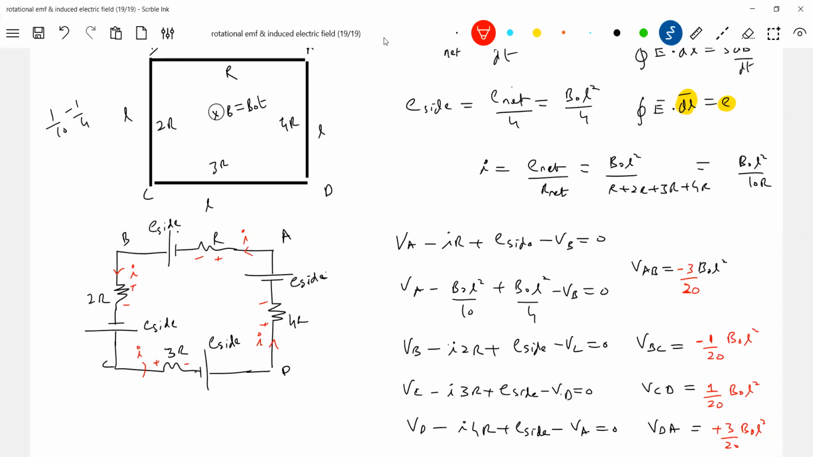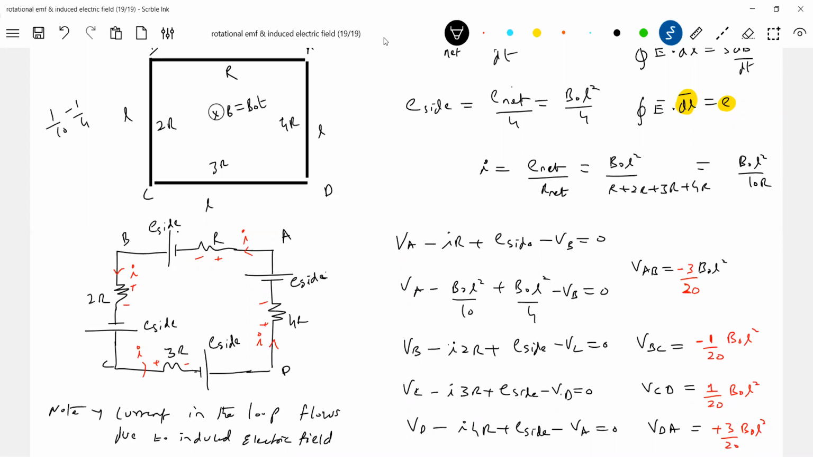See, VA is less than VB, but still current flows. VC greater than VD, current flows. So not due to potential difference, no. What is the conclusion? Note: current in the loop flows due to induced electric field, not due to potential difference.